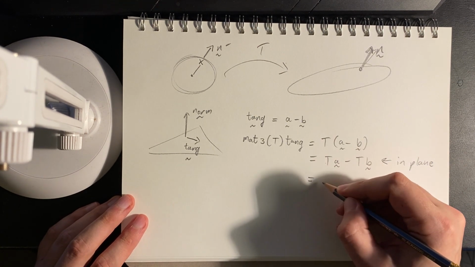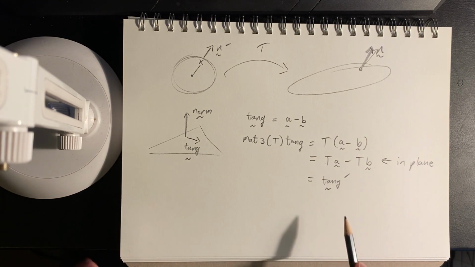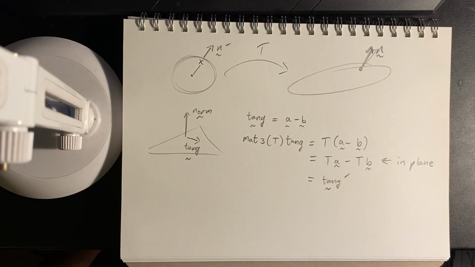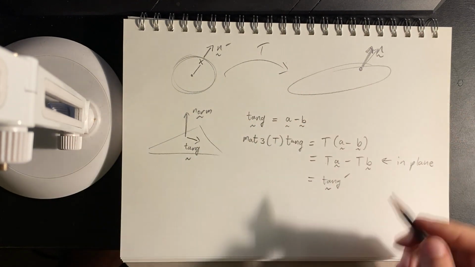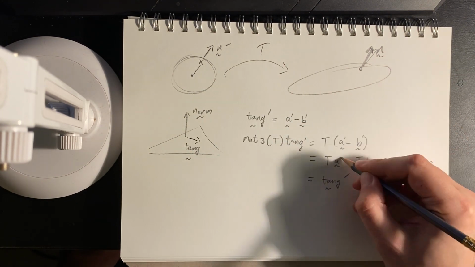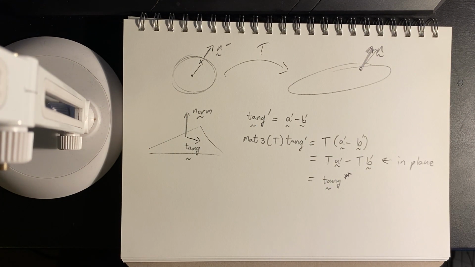And so tangent dash is inside the plane. And here I'm using tangent dash kind of in a dodgy way. So let's say tangent dash is that one. And this is the original tangent in the transformed space. So the point is, the tangent, we can hit it with the model transform, and that is perfectly fine.